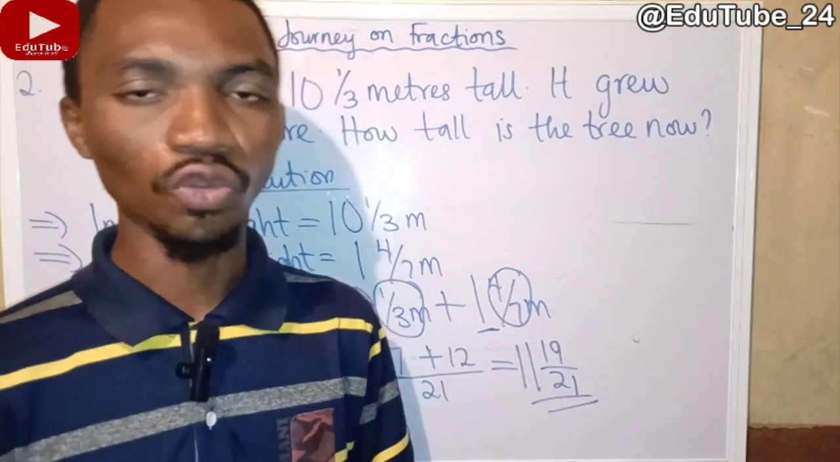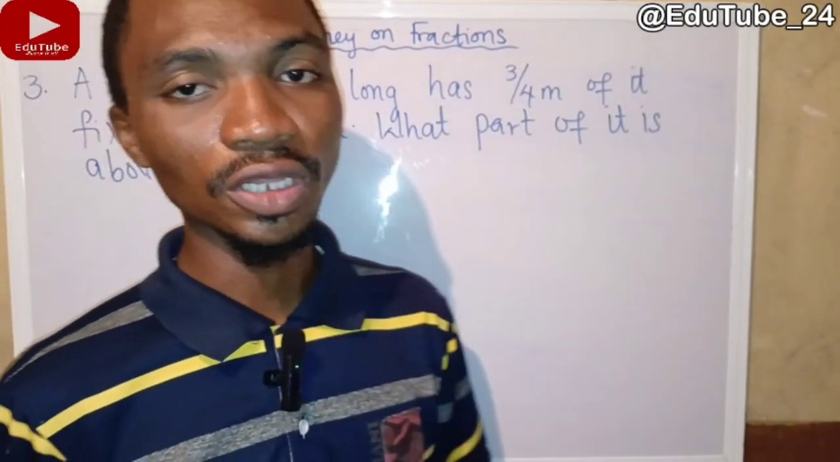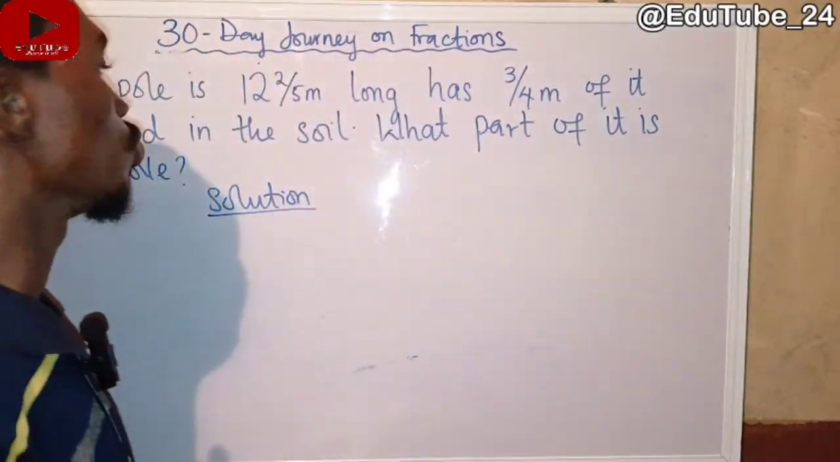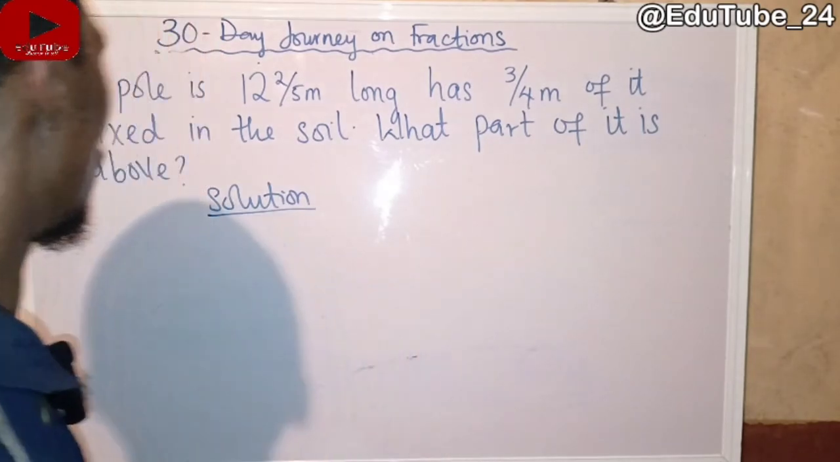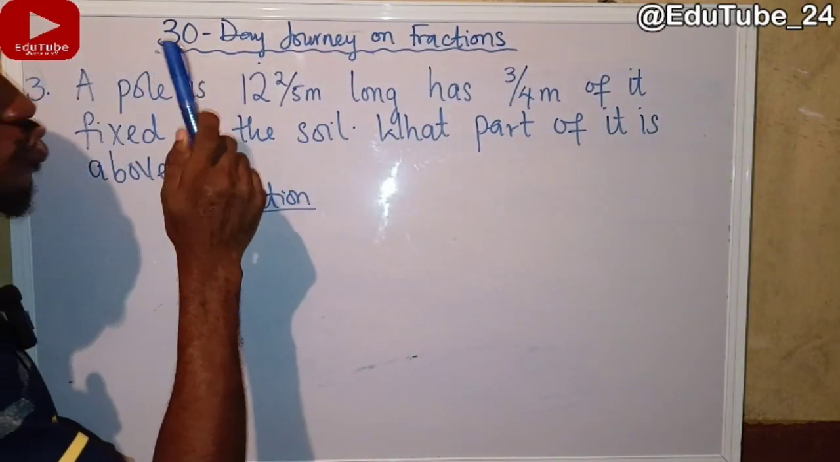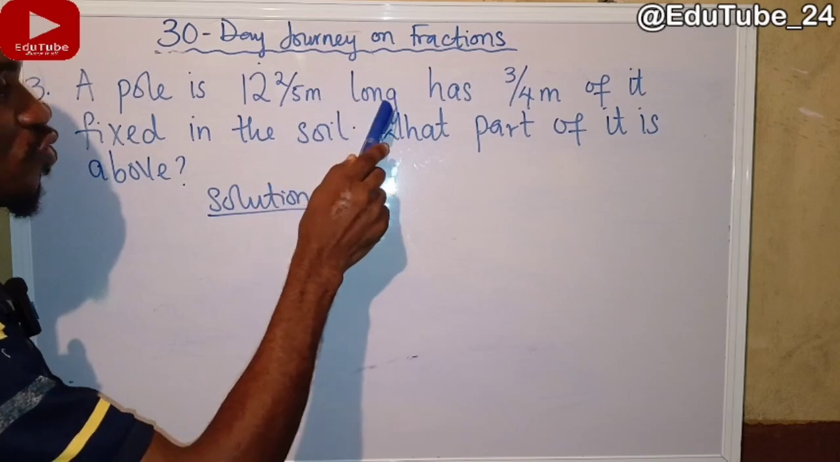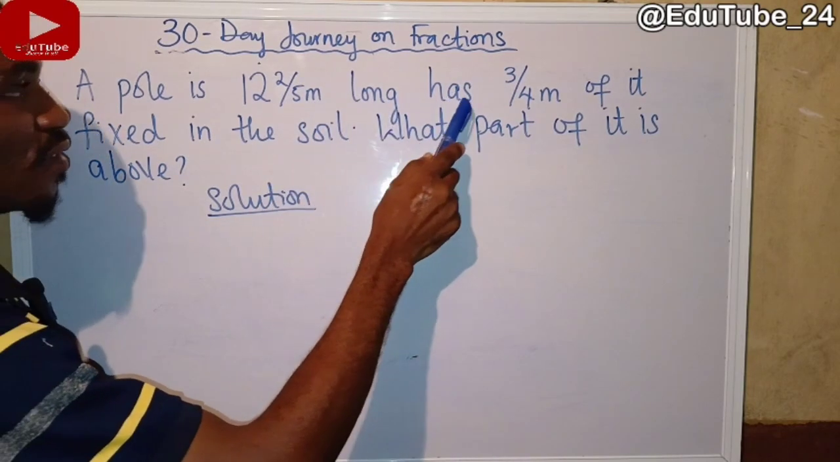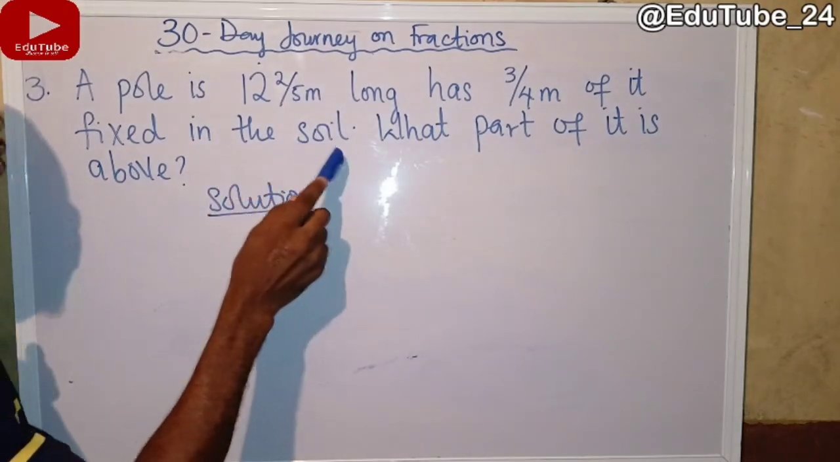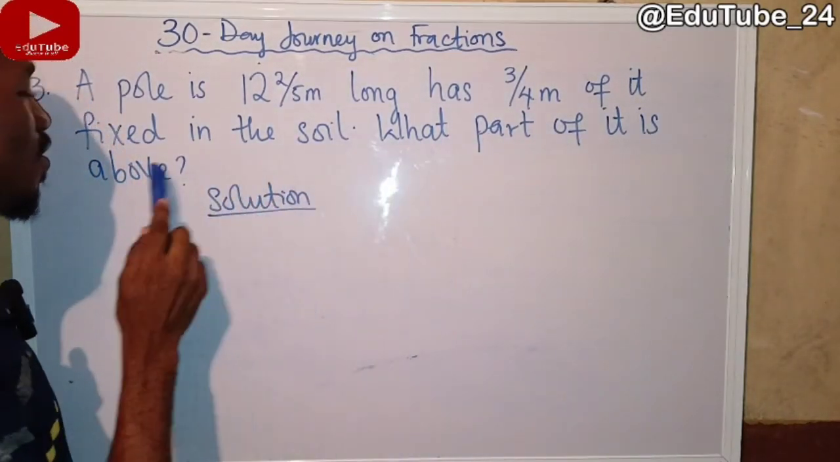Let's move on to question number 3. Now question number 3 for today, which is equally also the final question for today's episode of 30-day journey on fractions. Let's see it. The question says: A pole is 12 and 2 over 5 meters long, has 3 over 4 meters of it fixed in the soil. What part of it is above?